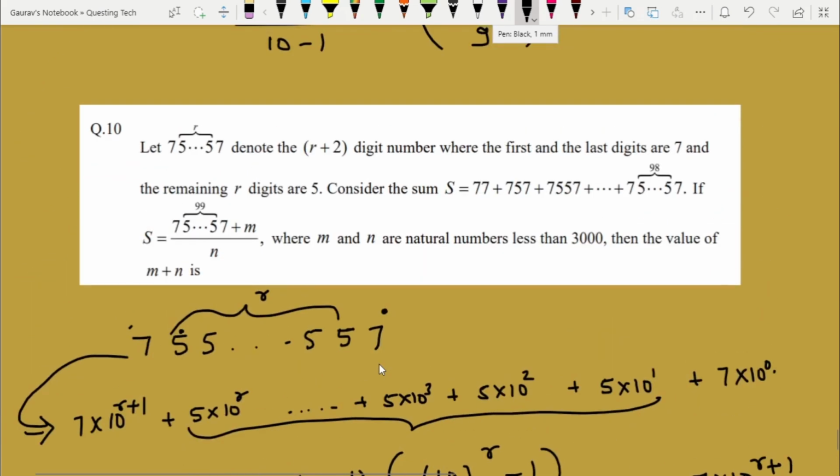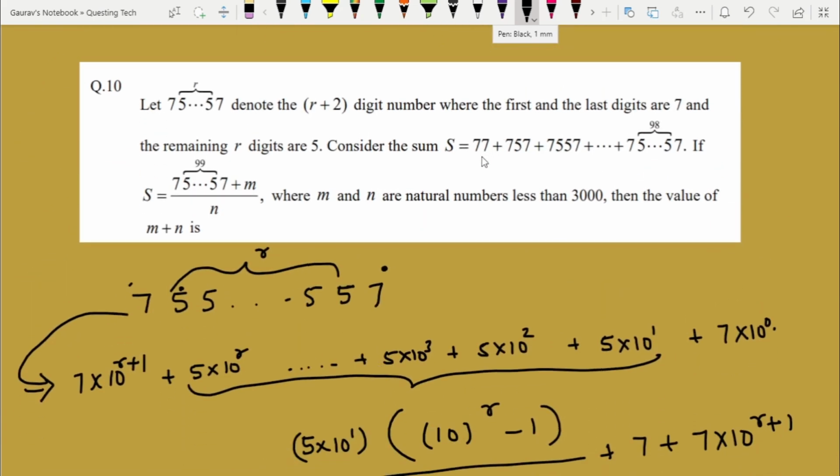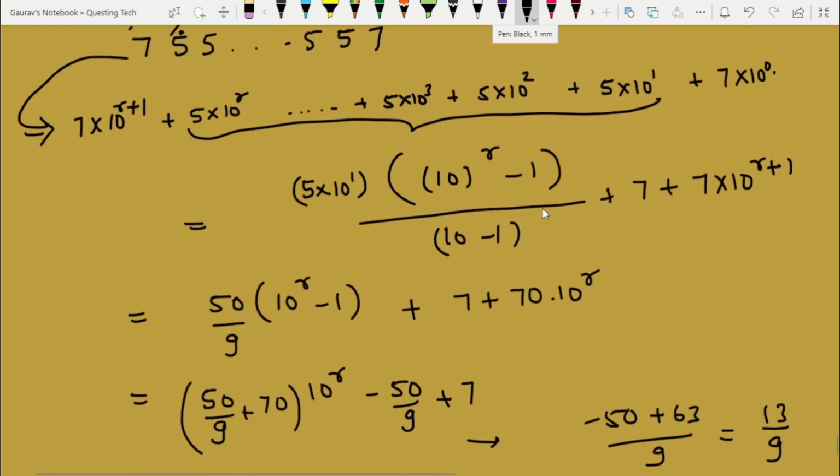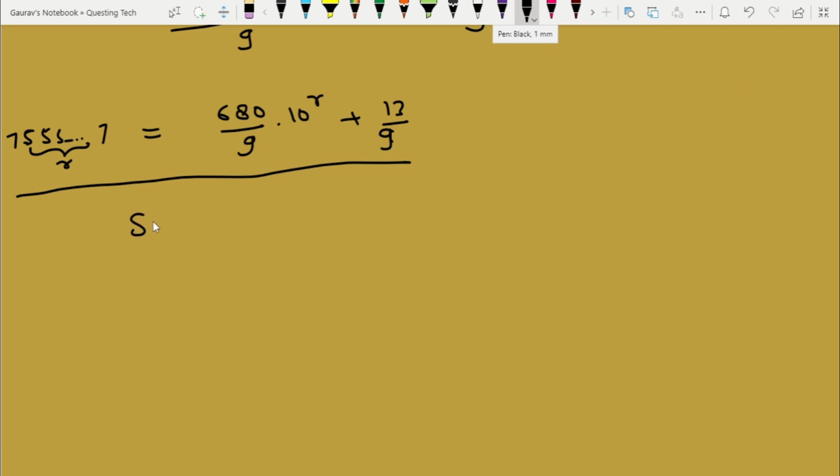Now what is the question saying? The question is saying that we need to sum these up. So here the value of r is 0, then 1, up to 98. Okay, so we need to find the sum. The sum is like this: 77 plus 757 plus 7557 plus and so on, up to the number with 98 fives. So here we will put r equals 0.